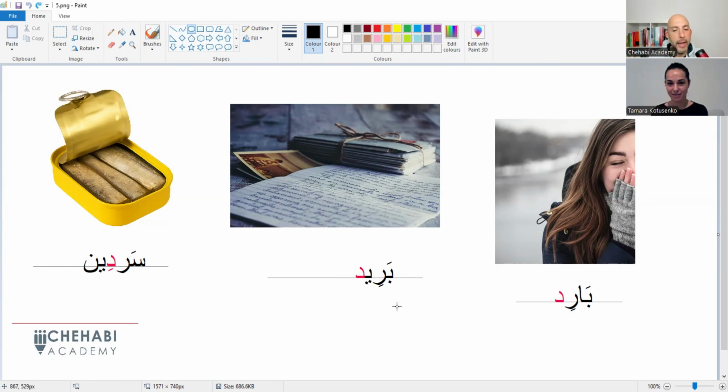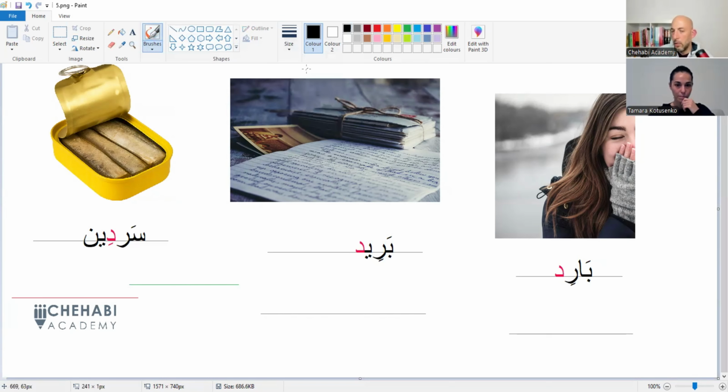The next word, pay attention please to the long and short vowels and to the stress, to the accent. Barid, not bariyad. Barid, mail or post. So once again, barid, just repeat. Barid, barid. You see? You change the accent, you change the meaning. Third word, sardine. This kind of delicious fish. Sardine. So we're going to write these words together. Barid, cold.